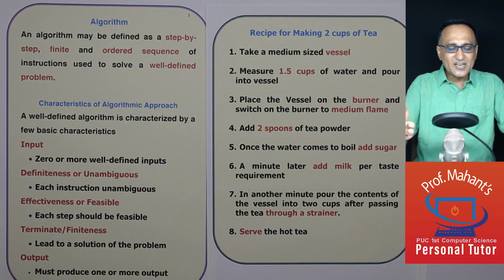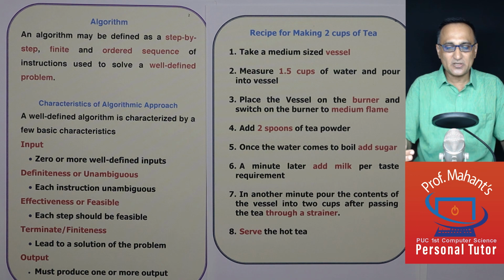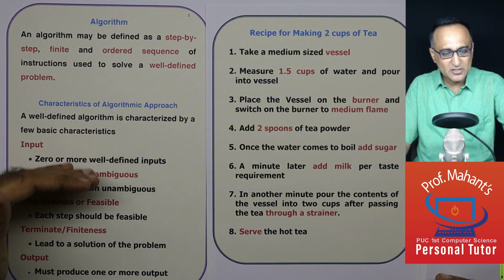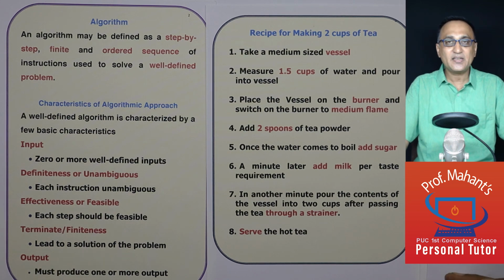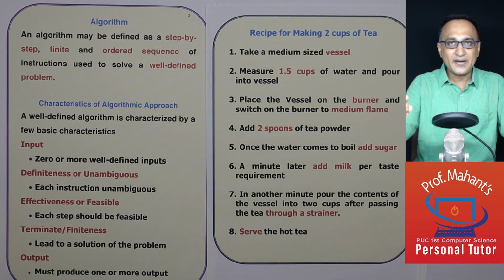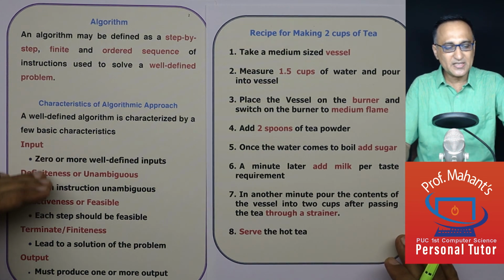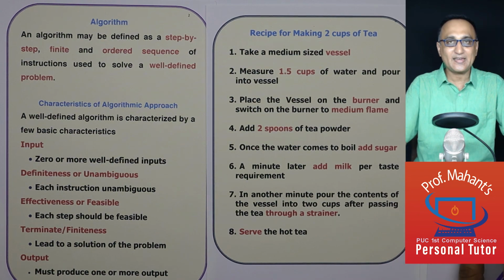So you will understand a lot more about this theoretical description of algorithm once we try to do a number of problems. But for now, just understand that it's a well-defined sequence having a finite number of steps solving a well-defined problem. So the characteristics of this algorithm are a must in order to find a solution to a problem. If a problem requires a solution using the algorithmic approach, you should see that it possesses each of these characteristics.